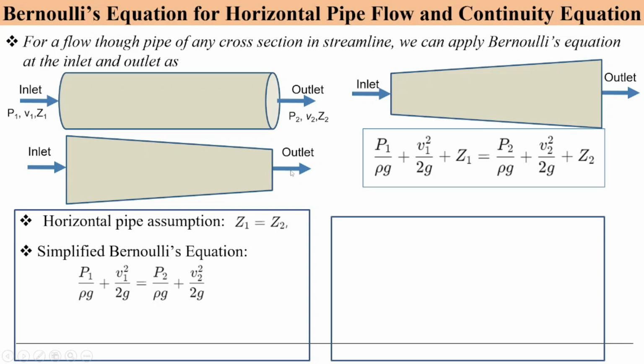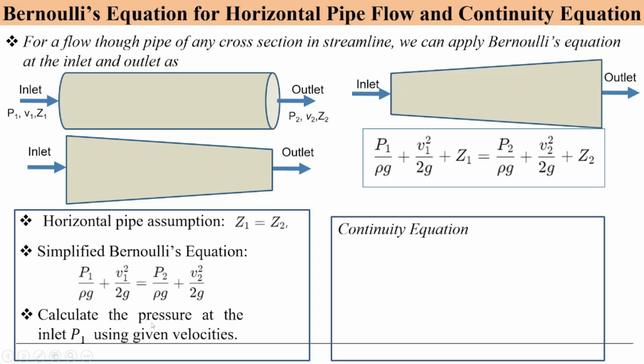Now if I consider a horizontal pipe, it means the height from the surface will be the same for the inlet center and the outlet center. So for the horizontal pipe assumption, Z1 will be equal to Z2, and if we apply this to Bernoulli's principle, then we can eliminate Z1 and Z2 and we will have the simplified Bernoulli's equation: P1 by rho g plus V1 square by 2g is equal to P2 by rho g plus V2 square by 2g, when the elevation is at the same height, Z1 equals Z2.